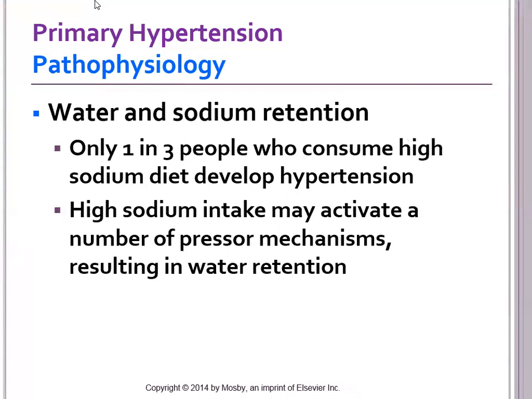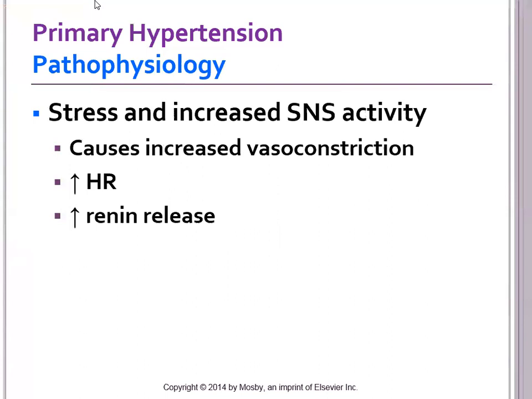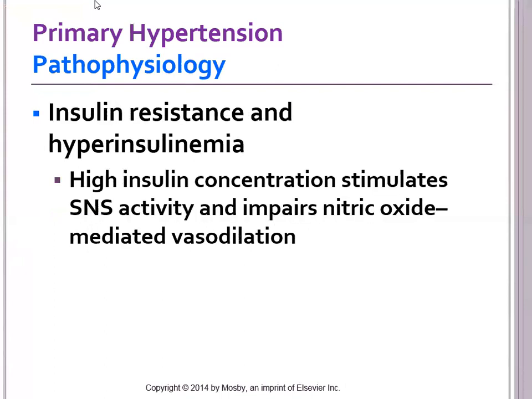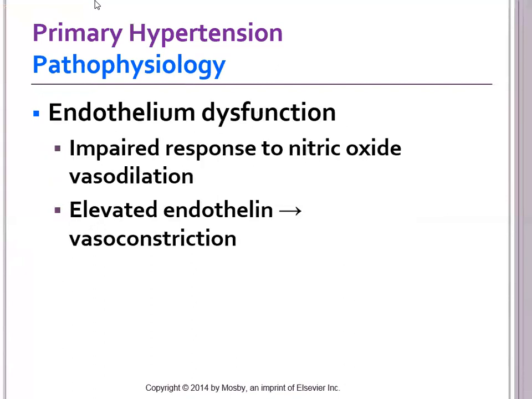Water and sodium retention, excess sodium intake is linked to hypertension. We talked about that. In general, the effect of sodium on blood pressure is greater for our African American population and our middle-aged and older adults, because those are the people who are more affected by salt in their diet when it comes to raising blood pressure. Stress, increased SNS activity, and an altered renin-angiotensin-aldosterone mechanism can lead to elevated blood pressure, insulin resistance, hyperinsulinemia, and endothelial dysfunction.